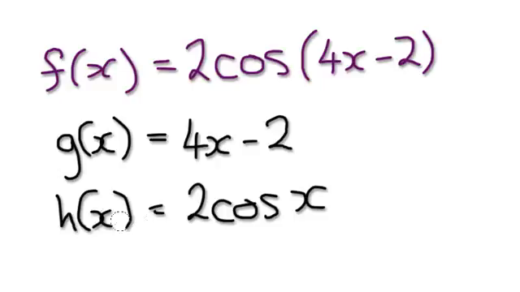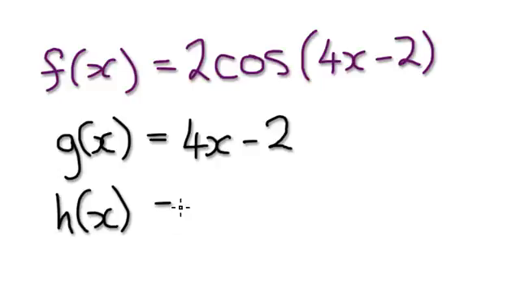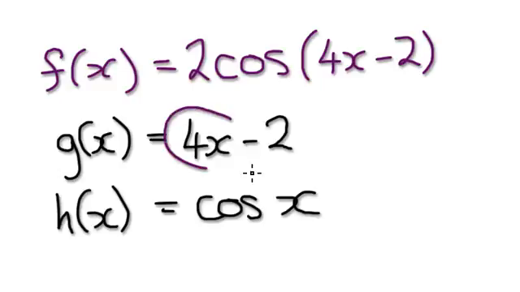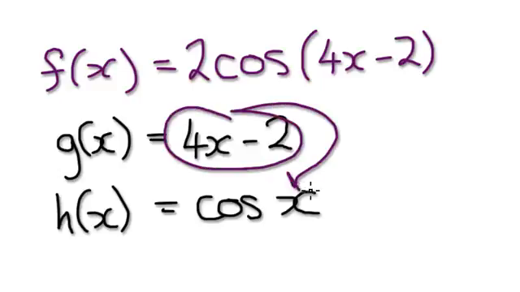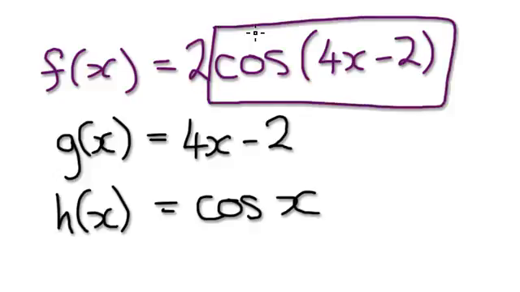You could do this as well. Hang on, you could actually have 3 functions. So let's just say h of x here equals cosine of x. If you put this into here, it will just give you this part here.